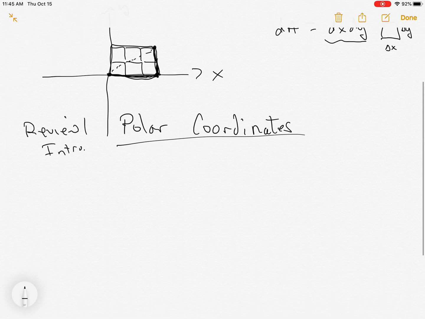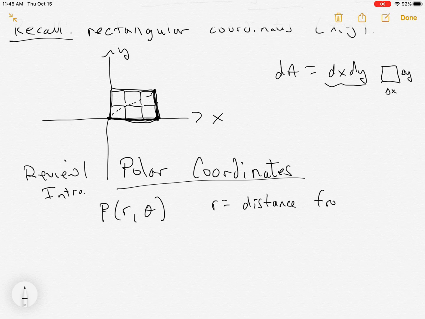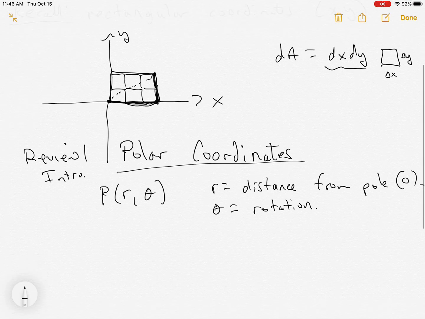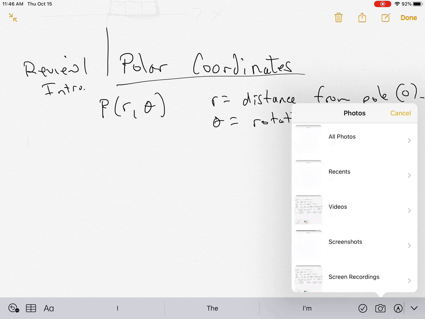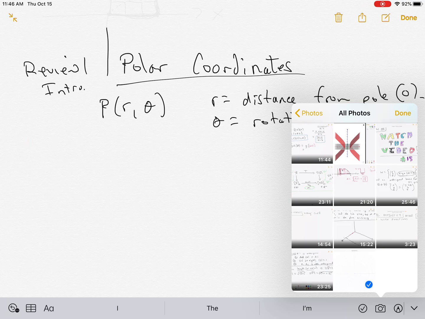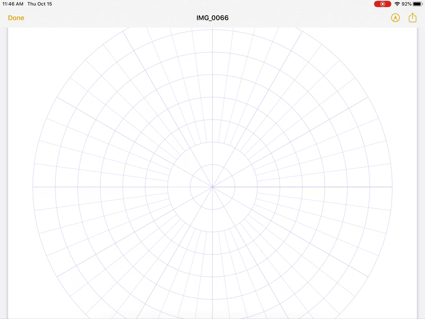The polar coordinates have a different, instead of having points x comma y, they have points r comma theta, where r is the distance from the pole, i.e. the origin, and theta is rotation. Okay, and so I put a little work into this because I'm so into it. And here we go. If you go online anywhere, you won't need these for class unless you're like me. This is a polar coordinate graph, right?